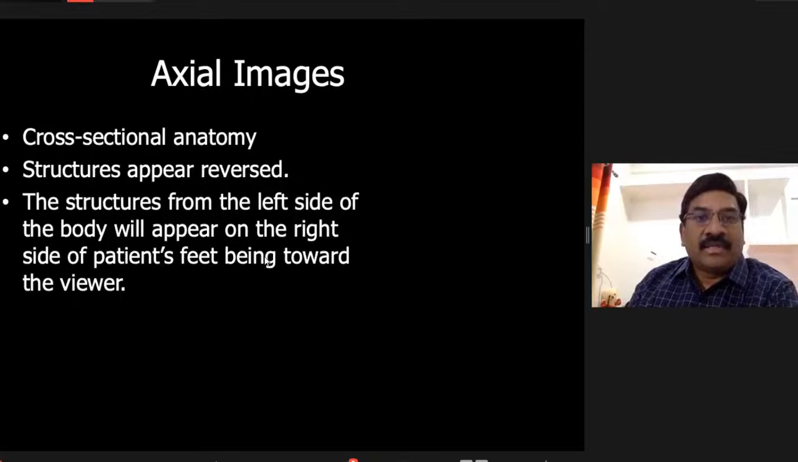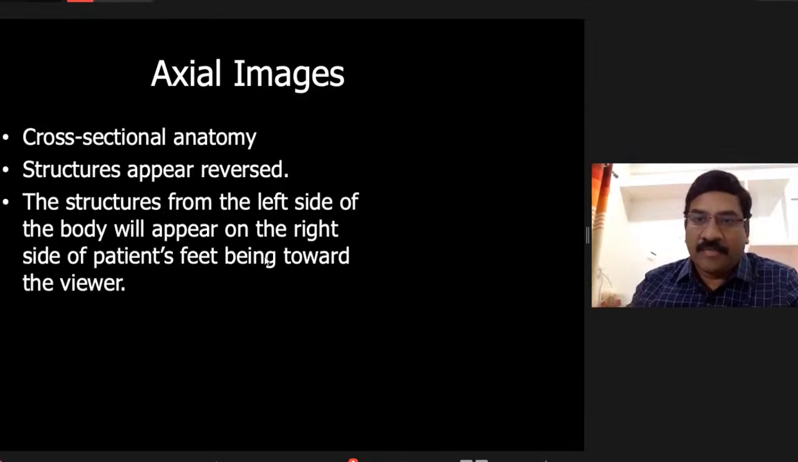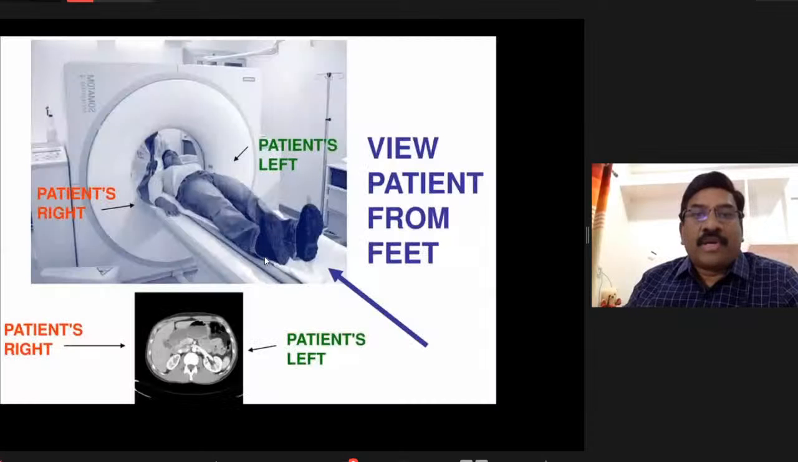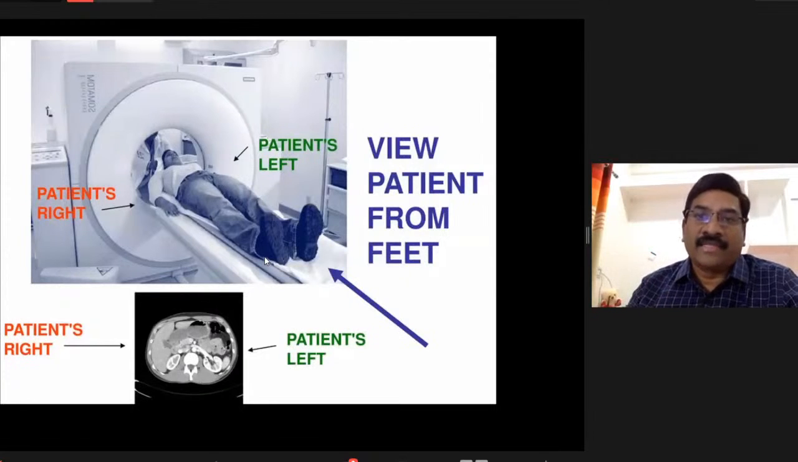The axial images are the cross-sectional anatomy. You need to understand that the structures appear reversed in axial images. I'll come to that in the next slide. The left side of the body appears on the right. We actually go into the basics of how they take axial images.